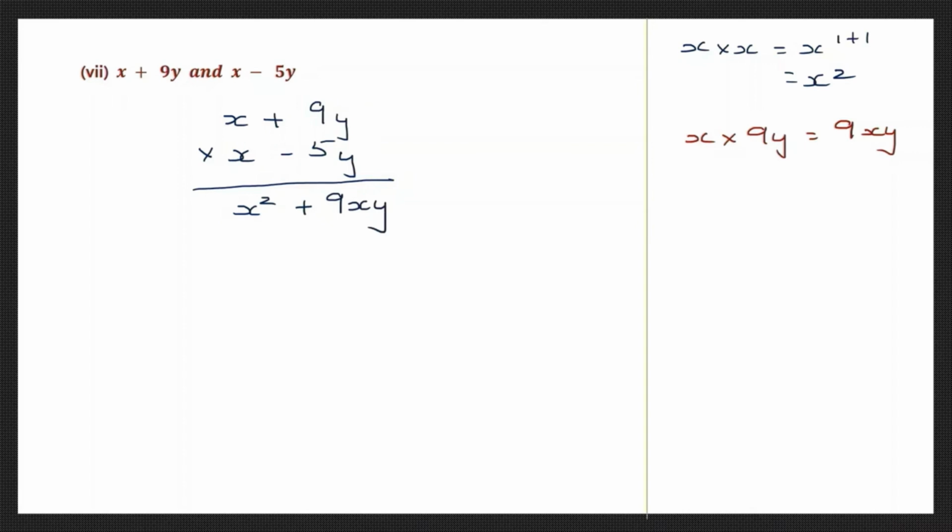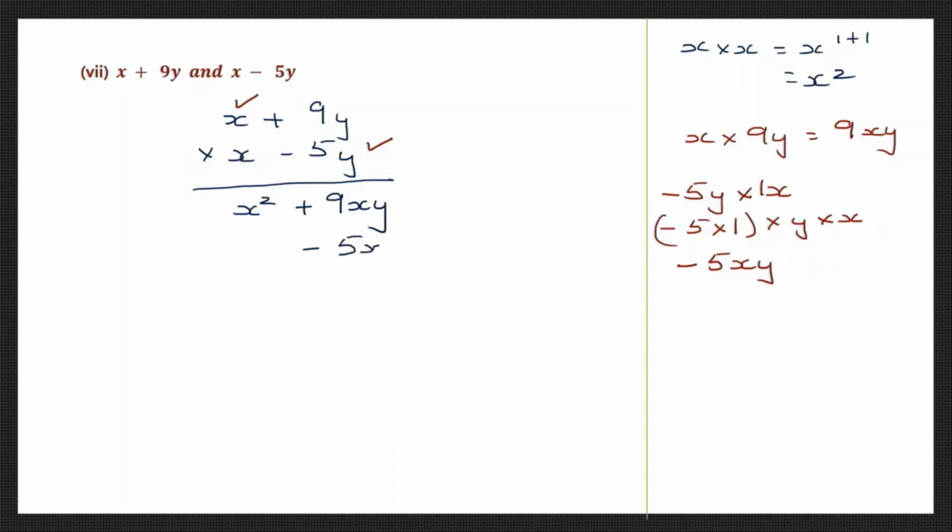Now let's multiply minus 5y and x. So that's minus 5y into x. That is minus 5 into 1. This is 1 here. And this is y into x. So minus into plus is minus. 5 1s are 5xy. So minus 5xy. Now let's go on to minus 5y into plus 9y.